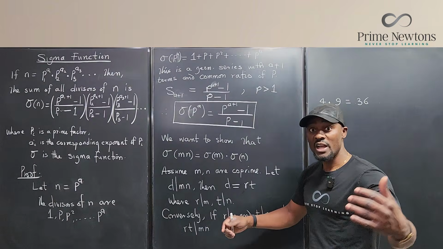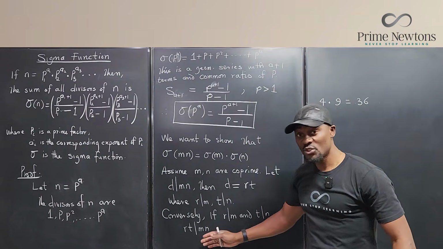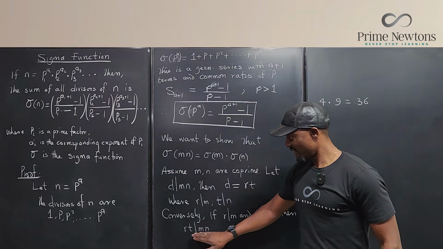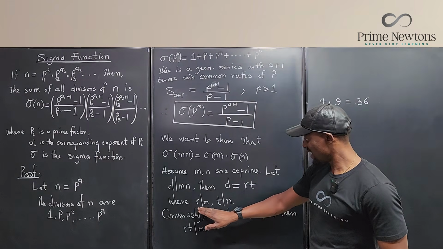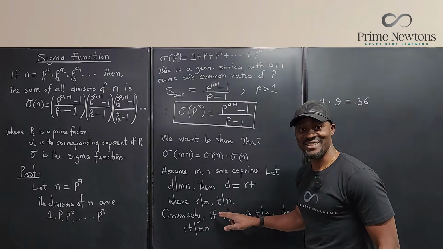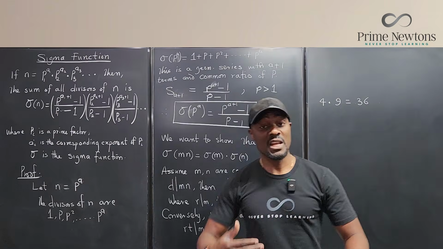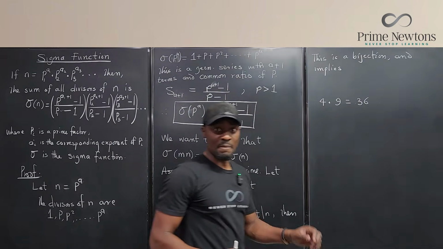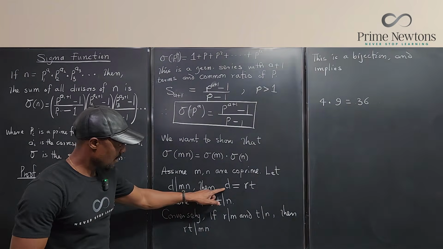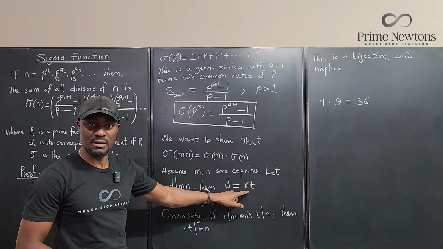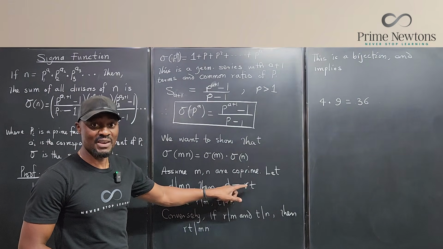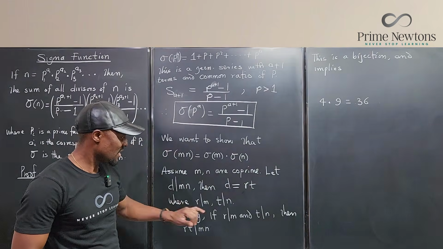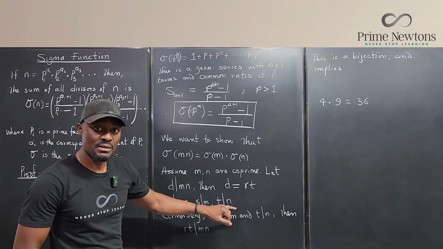Now, we have gone in both directions. This is called a bijection because everything here follows this and everything here follows this. So we've gone in both directions. It is a bijection because it is true in both directions. Whatever you are doing here is what you are doing here. The divisors of MN basically imply that you are taking R and you are taking T.